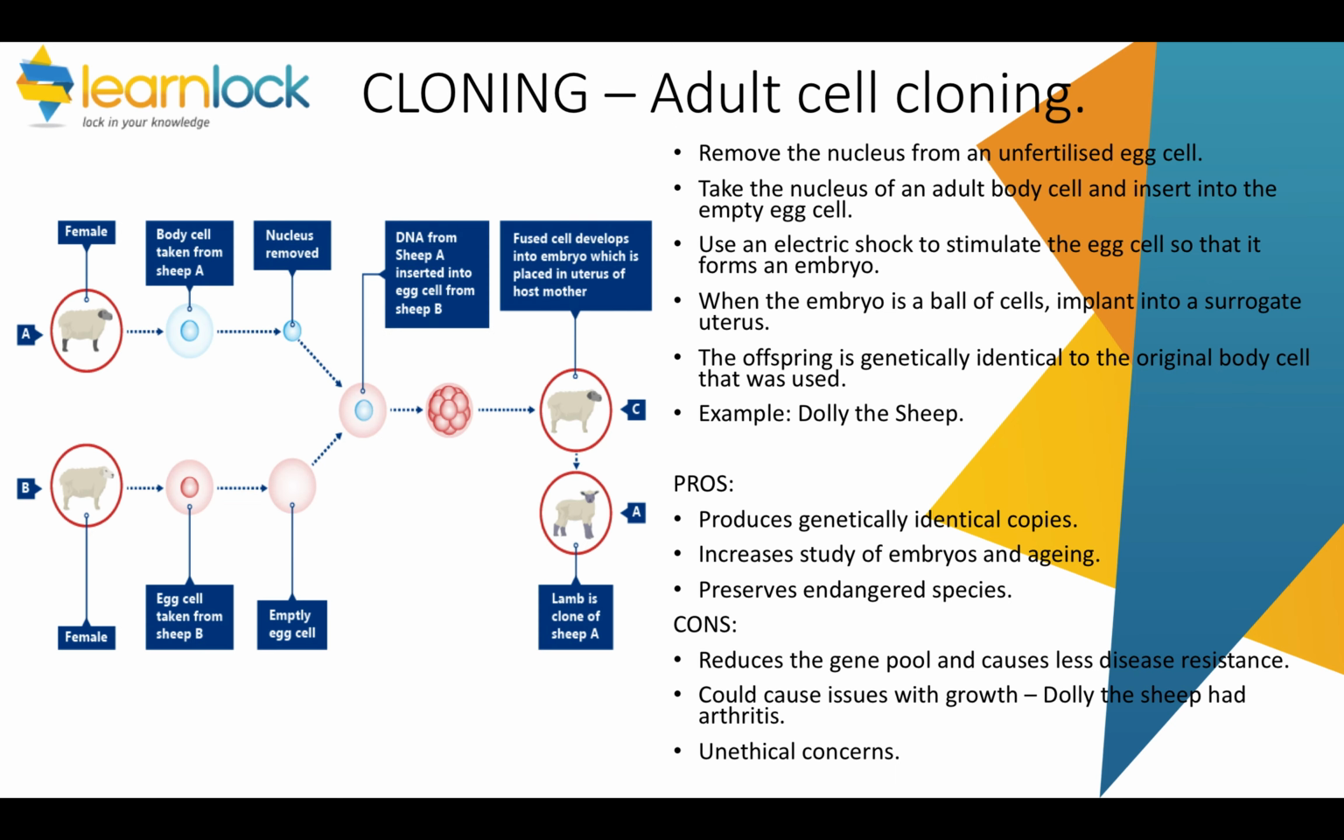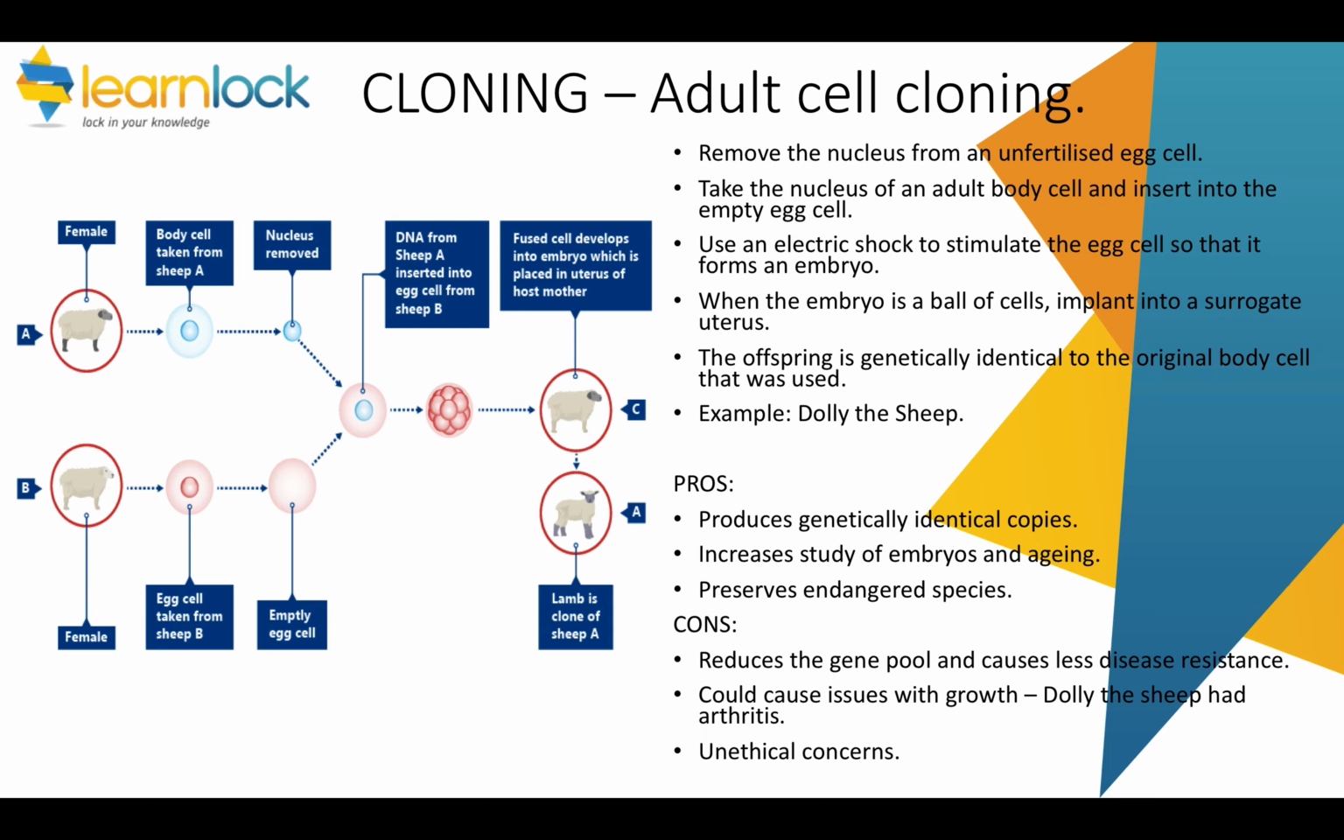Another process you'll need to know about is cloning. There's a couple of different types of cloning. The first one we're going to talk about is adult cell cloning. So the most famous example you might know is Dolly the sheep. So Dolly the sheep was a clone, but how was she actually made? You need to listen really carefully to how it happens, because there's quite a few different steps involved.